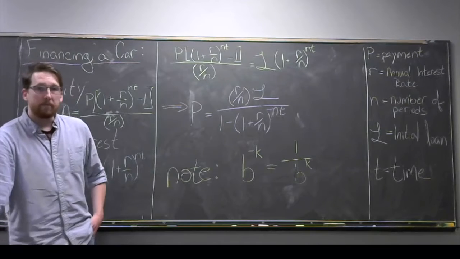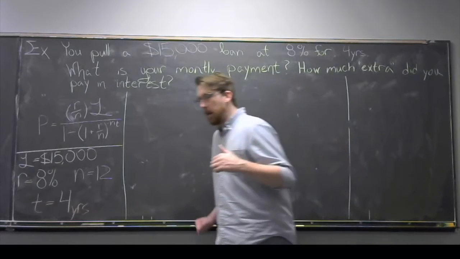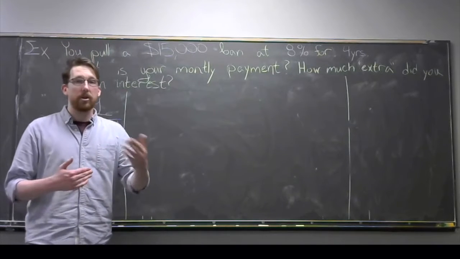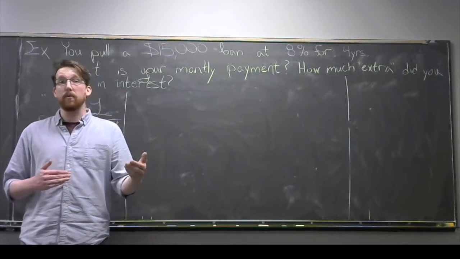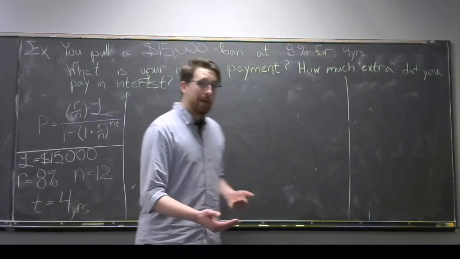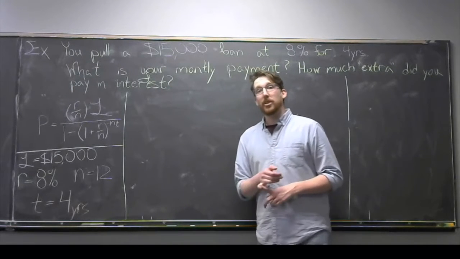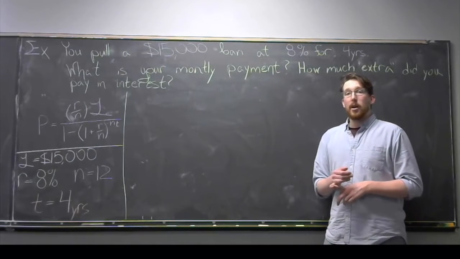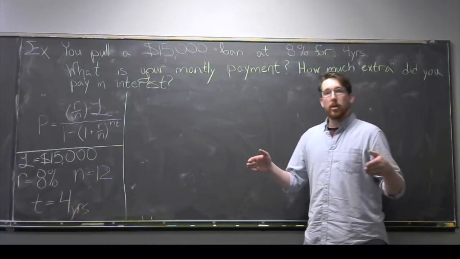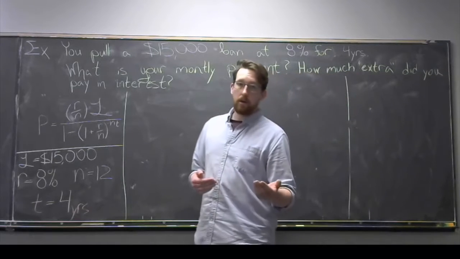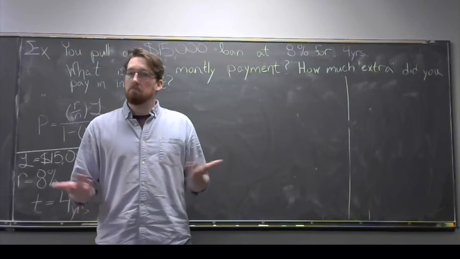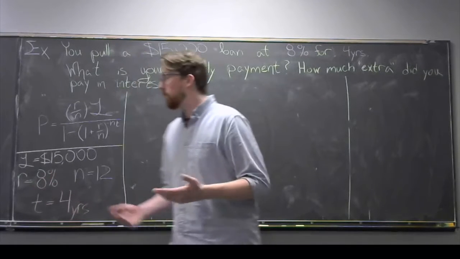Cool, let's use it. What we've got in this problem behind me is a situation where we go to the dealership and we take out a loan for $15,000. And this car loan has an interest rate of 8% and it's for a total of 4 years. Now our goal here is to find out what our monthly payment is going to be. Seems pretty straightforward, right?